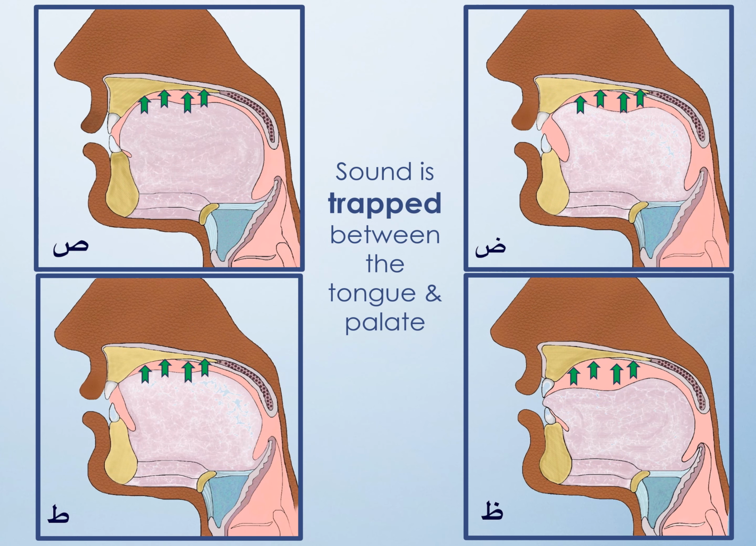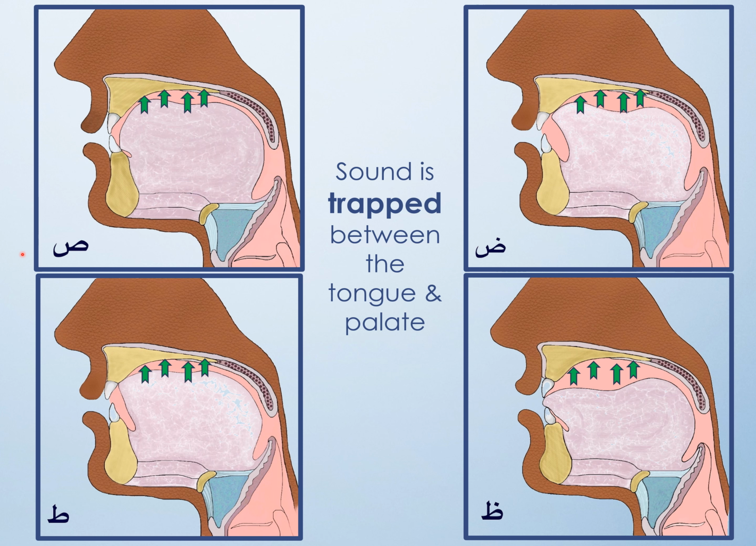So these four letters have one thing in common. They all have trapping of sound between the tongue and the palate. So the sound is trapped, as you can see by the green arrows in all of the letters. These letters have an increase in elevation of sound and thickness of the letter because of the close position of the tongue to the palate. So you can see that the space between the tongue and the palate is very little compared to the rest of the letters of the Arabic alphabet. So therefore we have an increase in elevation of sound and we have an increase in the thickness of a letter.